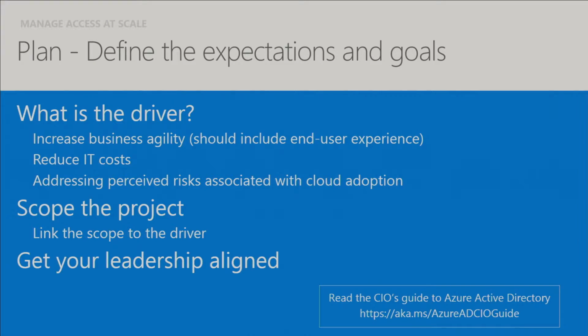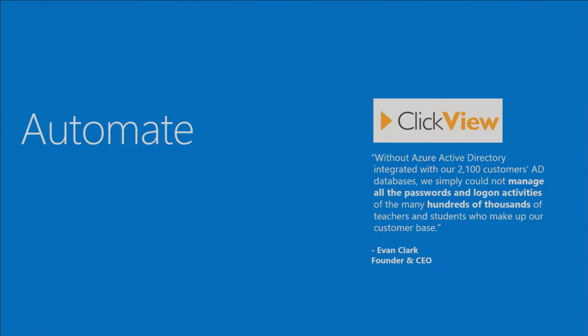And then get your leadership aligned. Say, hey, this is our driver, this is what we're doing, and this is how you're going to find out if we're successful. We also created a CIO guide for just that piece. So take this document, give that to your CIO, and help them understand how the work that we're showing you fits into their overall plan as well. So let's actually look at automation first.